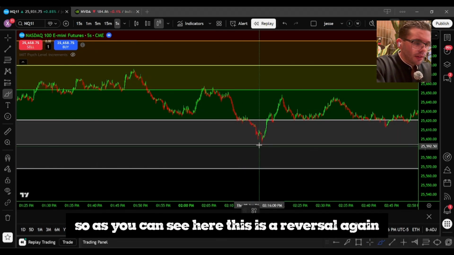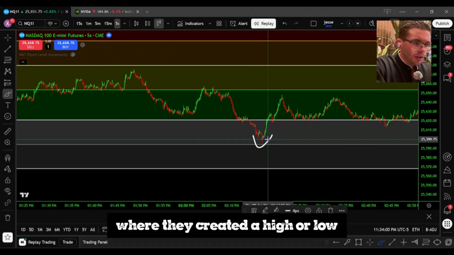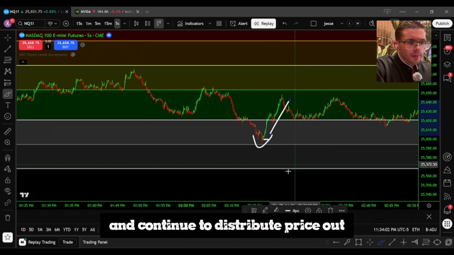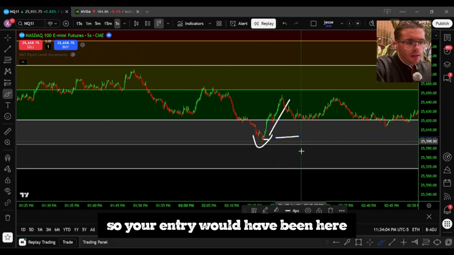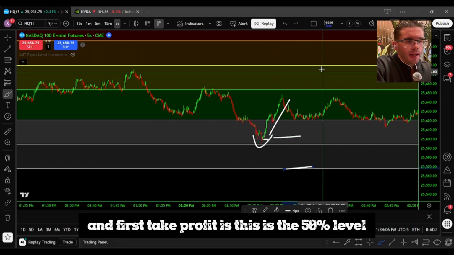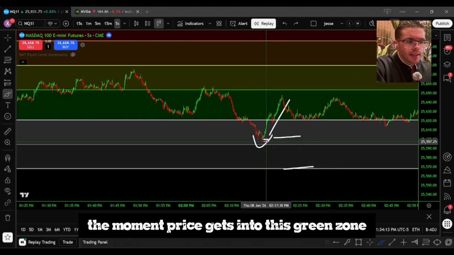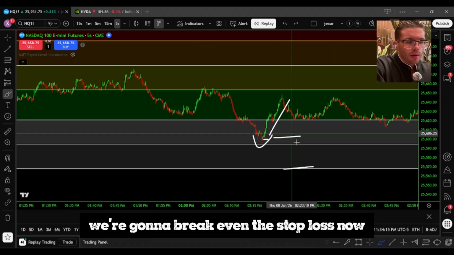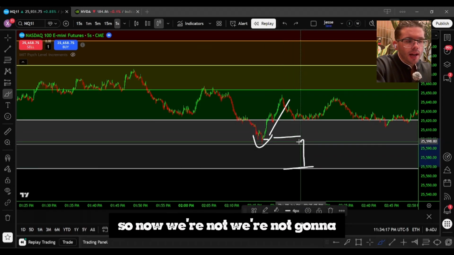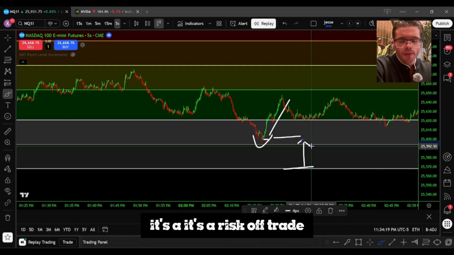So as you can see here, this is a reversal again, where they created a higher low and continued to distribute price out. So your entry would have been here, stop loss would have been here, and first take profit is the 50% level. That's what we're aiming for. The moment price gets into this green zone, we're going to break even the stop loss. So now it's a risk off trade.